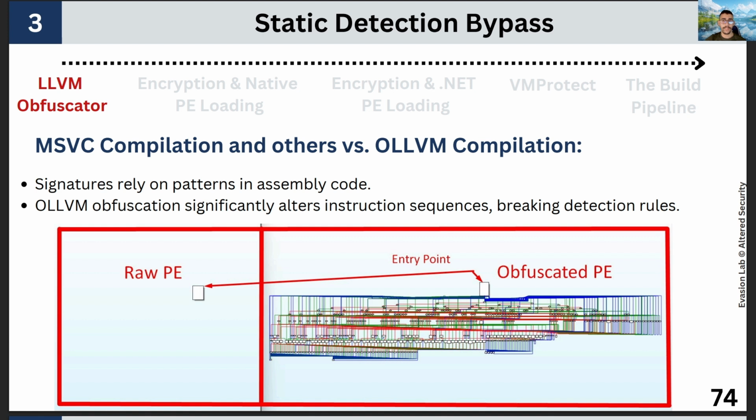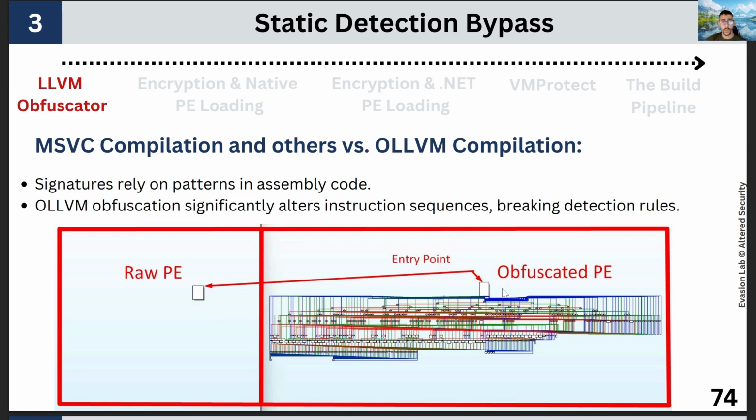So now let's take a look at the difference between the Microsoft Visual Studio compiler and others versus the OLLVM compilation. The standard Microsoft Visual Studio compiler generates a straightforward executable and produces readable machine code with a clear control flow, easy to analyze using IDA Pro or Ghidra, and the decompilation is easy, making static analysis simple.